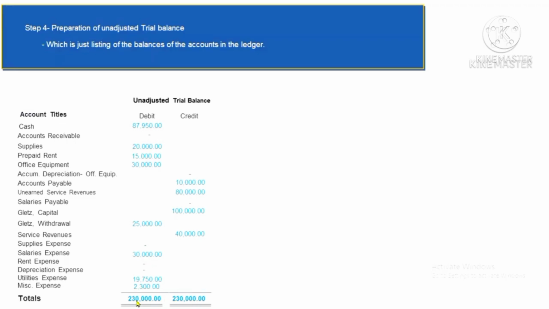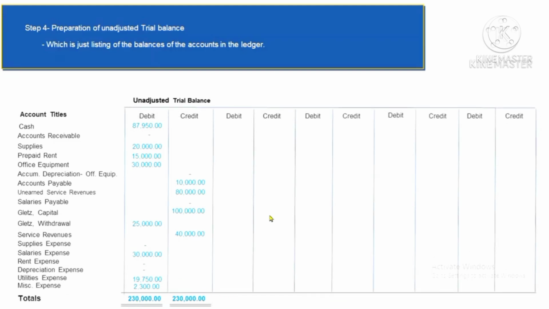But before we end this video, I would like to introduce to you the worksheet, because the next step is the completion of the worksheet. The 10-column worksheet, aside from the column for the account titles, is composed of: the first and second columns for the unadjusted trial balance, the third and fourth columns for the adjustments, columns 5 and 6 for the adjusted trial balance, columns 7 and 8 for the income statement, and the last two columns for the balance sheet.